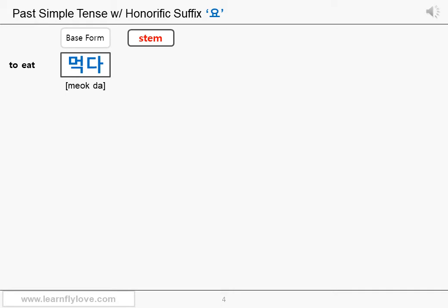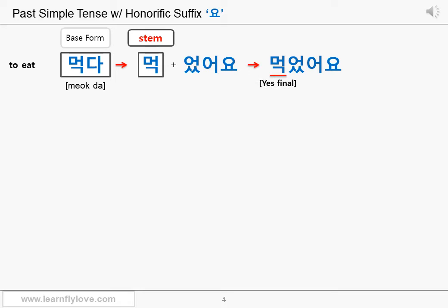Let's see some examples with other vowels in the last letter of the stem. The base form of the verb to eat in Korean is 먹다. The stem is 먹. Because the last letter of the stem, 먹, has the vowel, actually it doesn't matter what vowel it has. It's neither a nor o vowel, so you need to add 없어요 to the stem 먹 anyway. The last letter of the stem, 먹, has a final consonant, so you cannot combine 먹 and sound together.